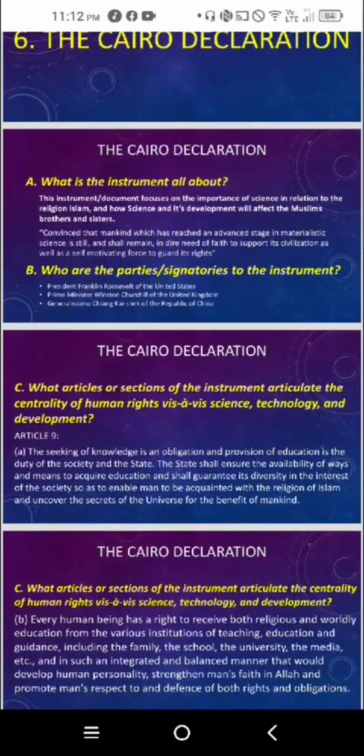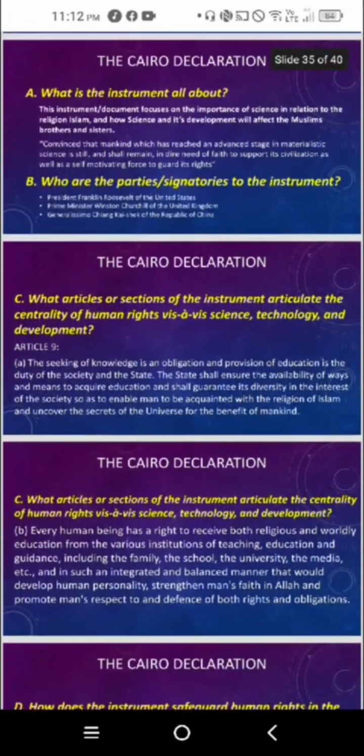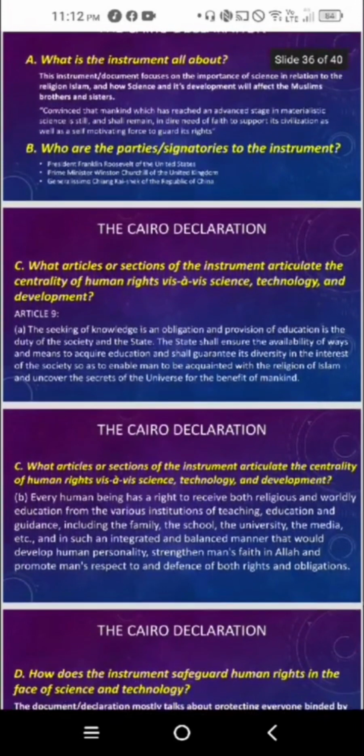And lastly, the Cairo Declaration. What is the instrument all about? This instrument or document focuses on the importance of science in relation to the religion, Islam, and how science and its development will affect the Muslim brothers and sisters.